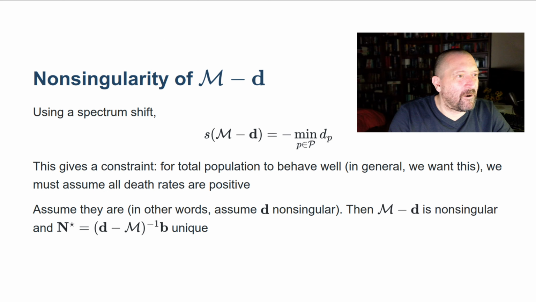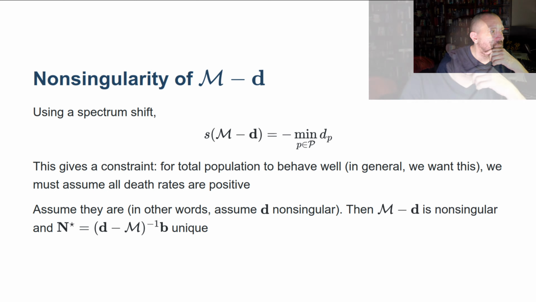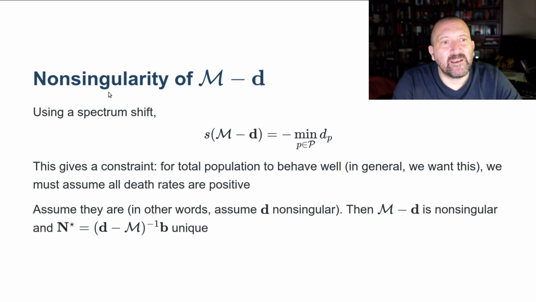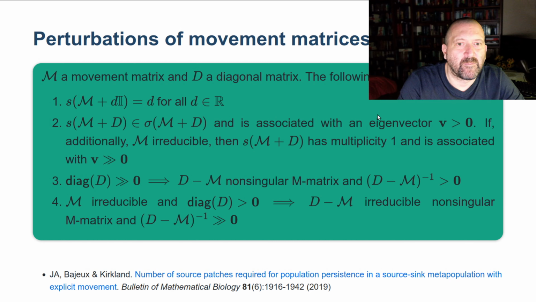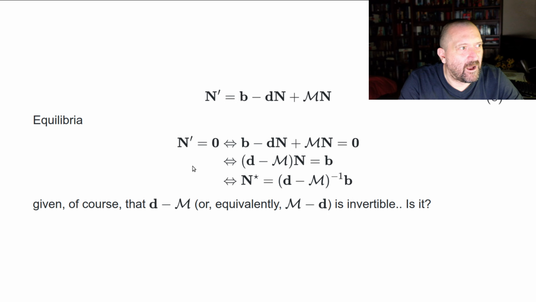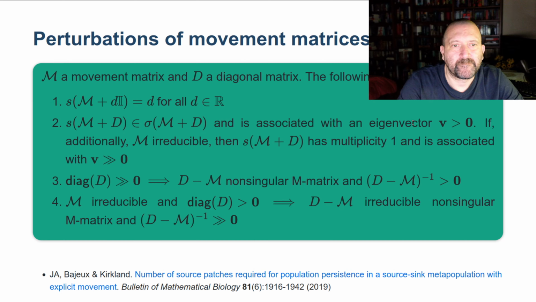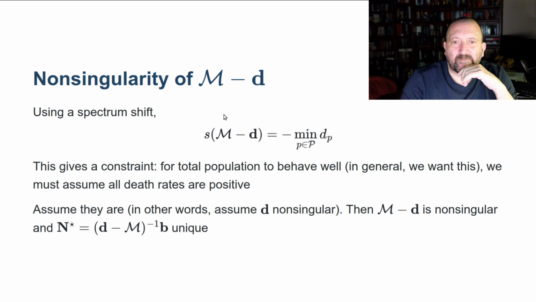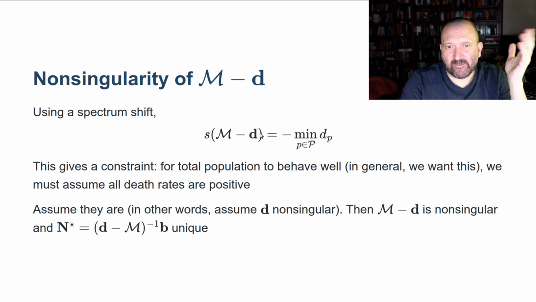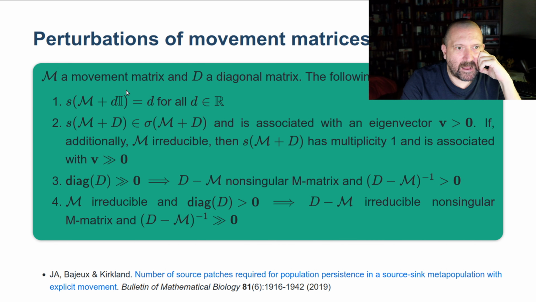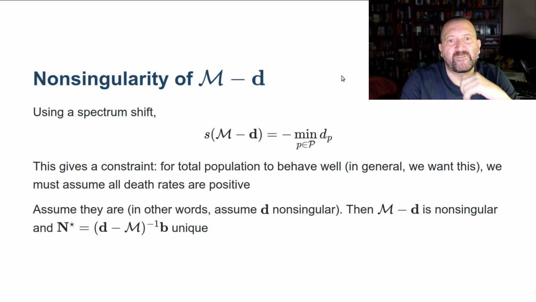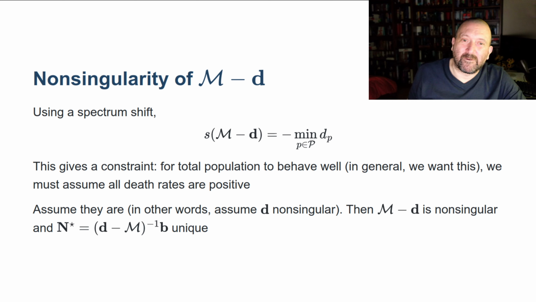So let's look now at the non-singularity of M minus D. Because remember, what I said here was that we got this unique equilibrium if this matrix was invertible. So let's do a spectrum shift. I'm looking at the matrix M minus D, and by the result that I showed you here, when I do M minus D, my new spectral abscissa is minus d. But here, the matrix D is a diagonal matrix.